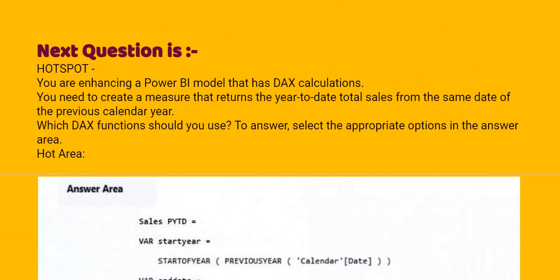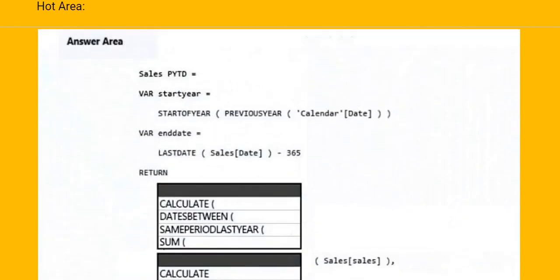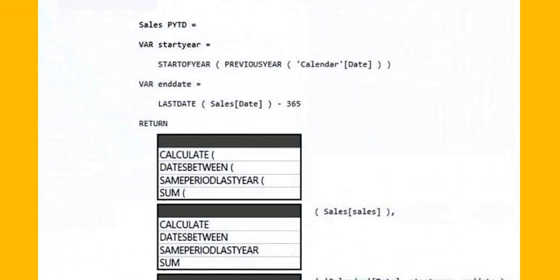You are enhancing a Power BI model that has DAX calculation. You need to create a measure that returns the year-to-date total sales from the same date of the previous calendar year. Which DAX function should you use? To answer, select the appropriate options in the answer area. Kindly see this one. Read the content given.